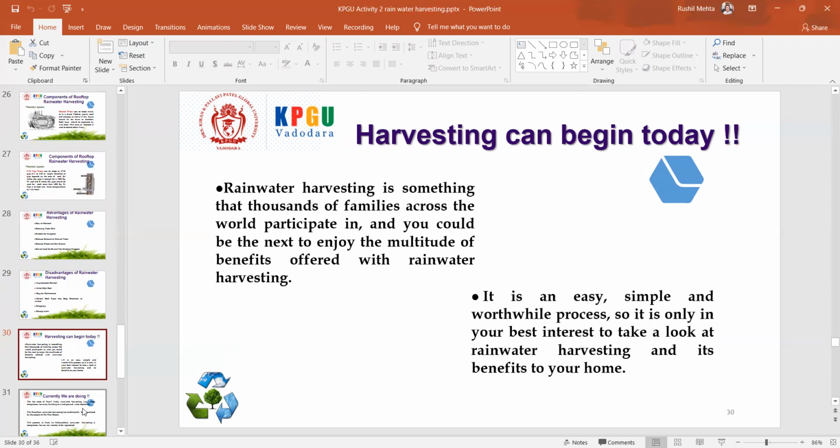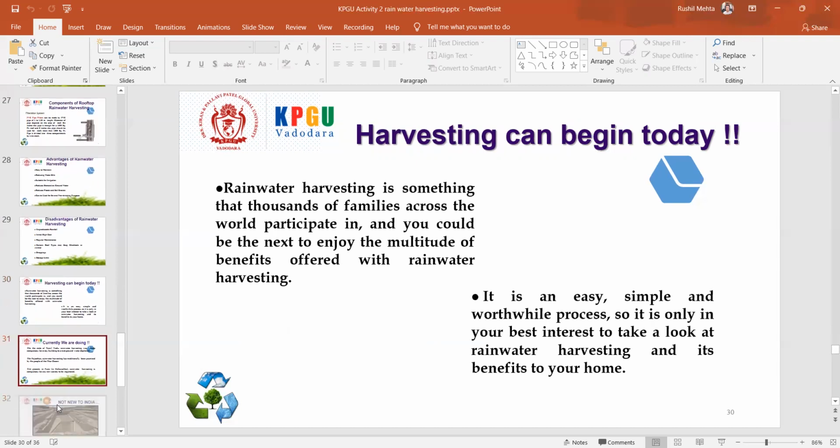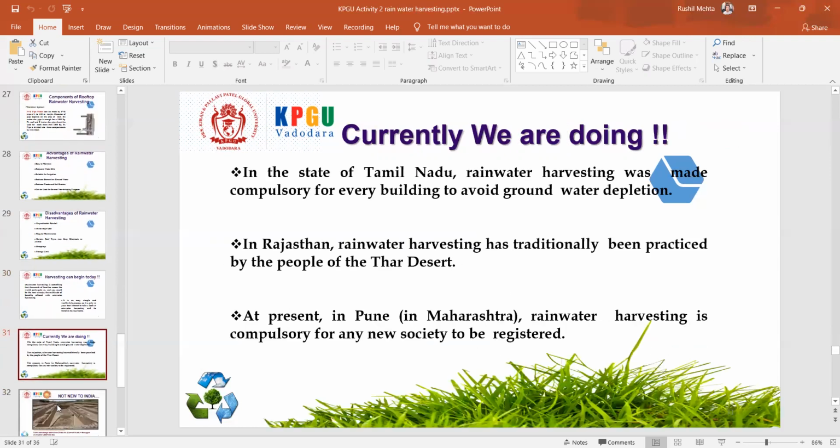Rainwater harvesting is something that thousands of families across the world participate in, and you would be the next to enjoy the multiple benefits it offers. It is an easy, simple, and worthwhile process, so it is in your best interest to take a look at rainwater harvesting and its benefit to your home. What we are doing is actually not a new system. If you go into our history of India, in many parts, you will find that this was in practice.